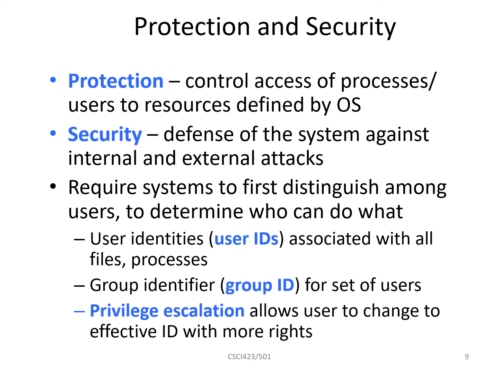So for the operating system, one task is to provide those protection and security features. To do so, it first requires the system to be able to distinguish among users and determine who can do what. For that, the operating system needs to maintain a lot of information, for example user identities by user IDs, which are protected by passwords and associated with all the files and processes, so that the operating system can tell this file belongs to you and the other file belongs to someone else.